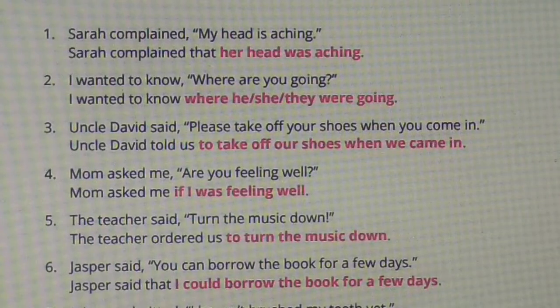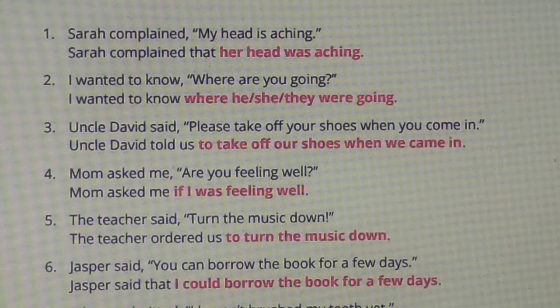Sarah complained, my head is aching. See, the initial part remains the same. Is changes into was. My changes into her. Change in pronoun, my changes into her. And the present tense changes into past tense.